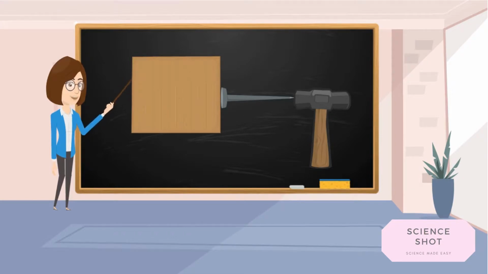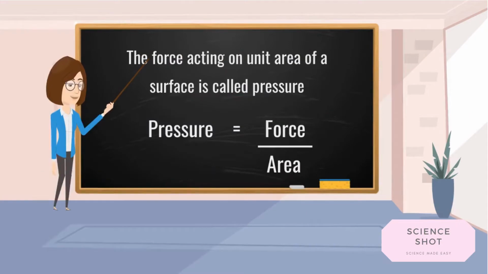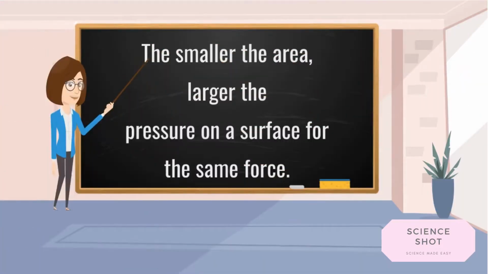As the area increases, the force that we apply is divided over the whole area. Thus the pressure applied decreases. The force acting on unit area of a surface is called pressure. Pressure is equal to force divided by area. The smaller the area, the larger the pressure on a surface for the same force.